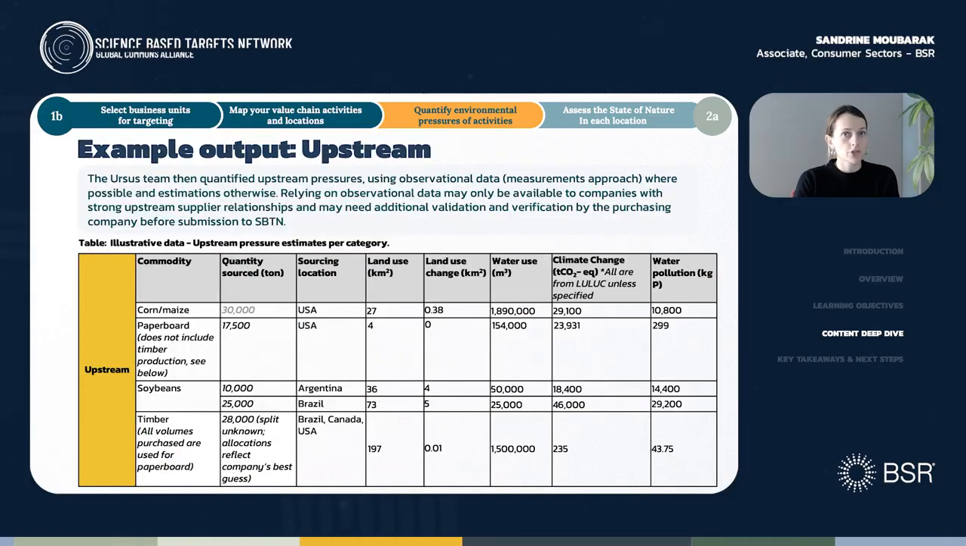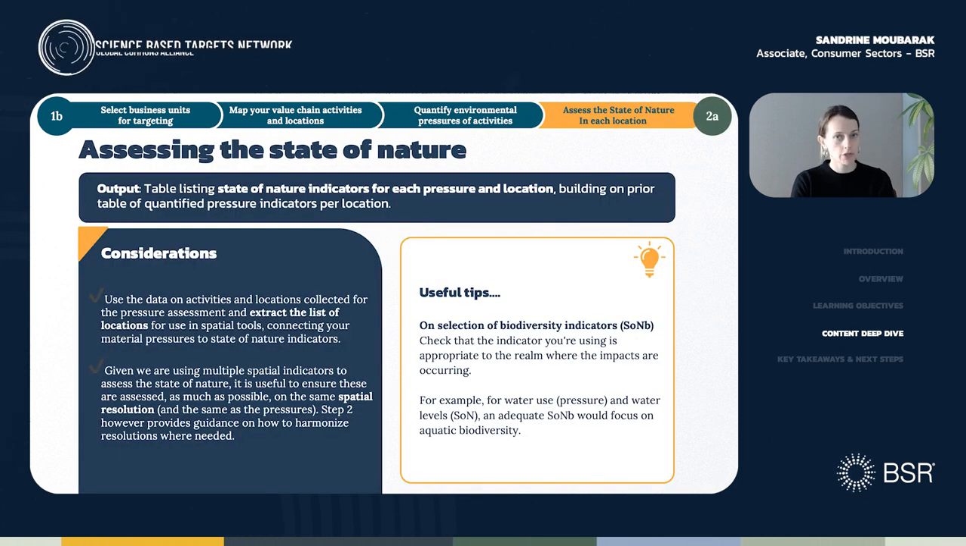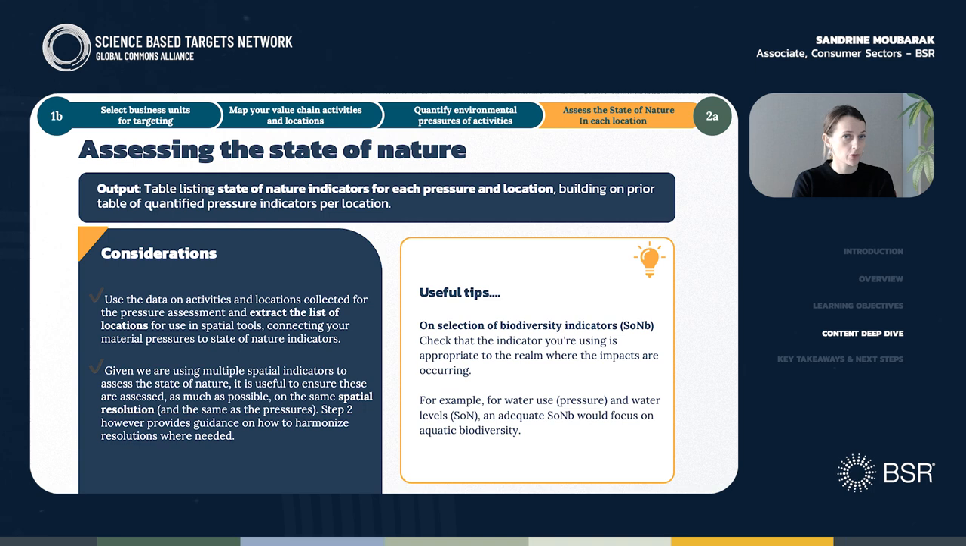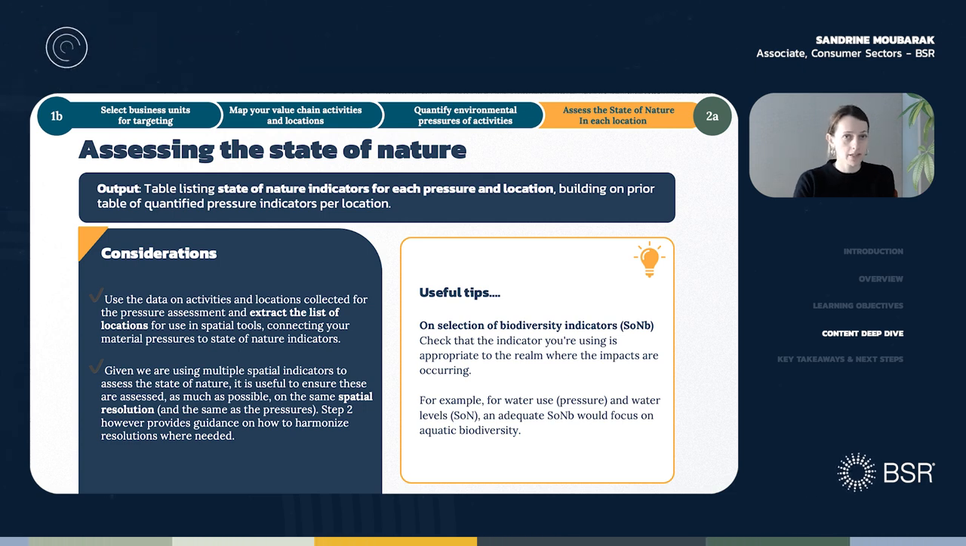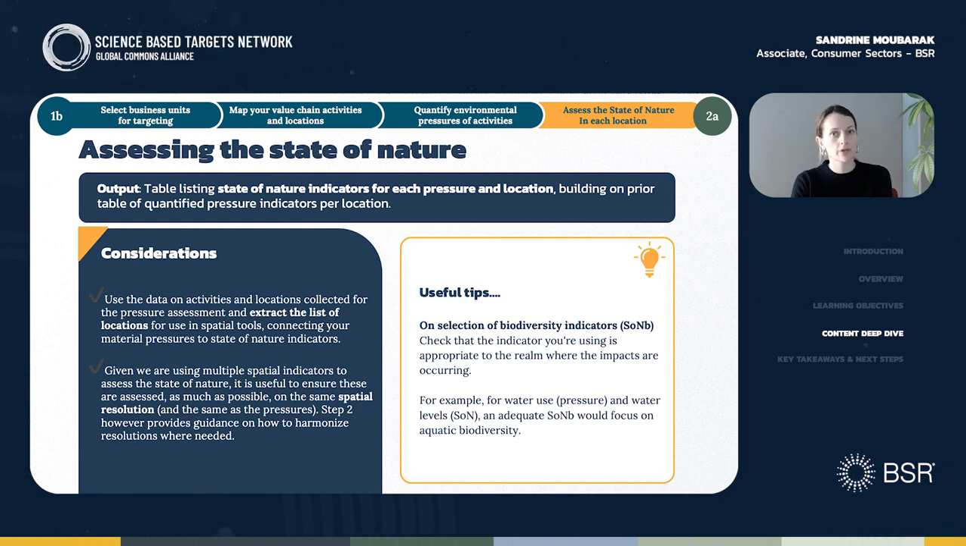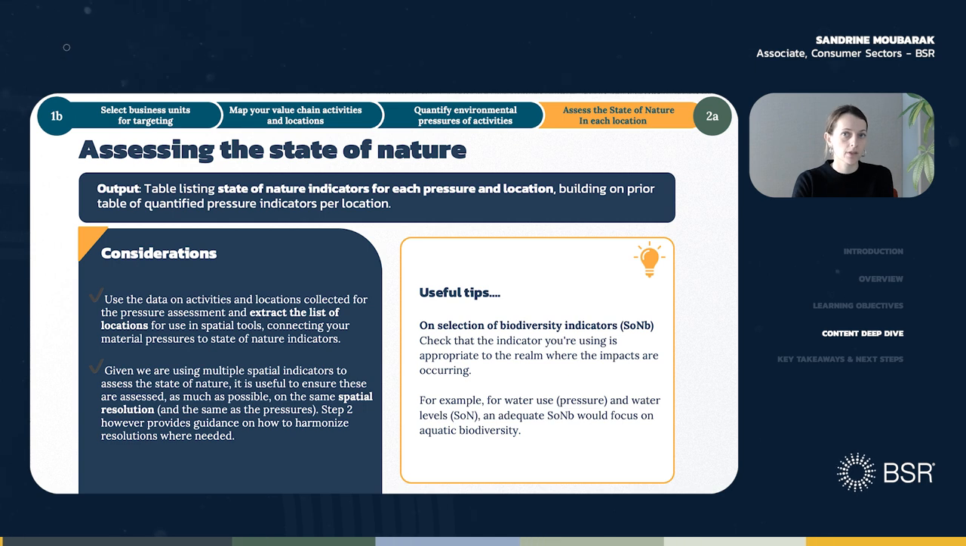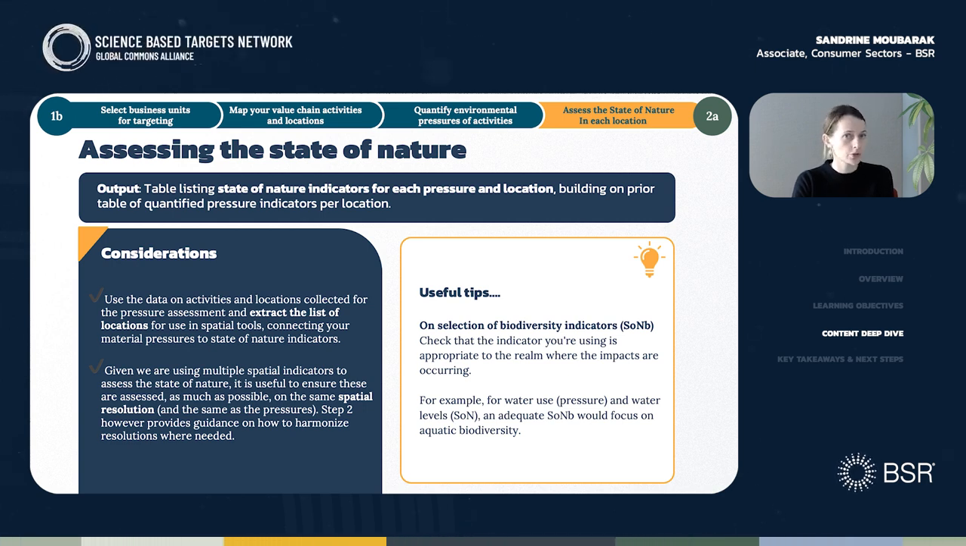Assessing the state of nature is the next crucial step to contextualize the significance of a company's pressures in each location. To kick off, companies should use the data on activities and locations collected for the pressure assessment and extract the list of locations for use in spatial tools. Before beginning the assessment, companies must consider the level of precision in their pressure data to determine the locations to use for the state of nature assessment. For example, the country or set of countries estimated as probable sourcing locations.